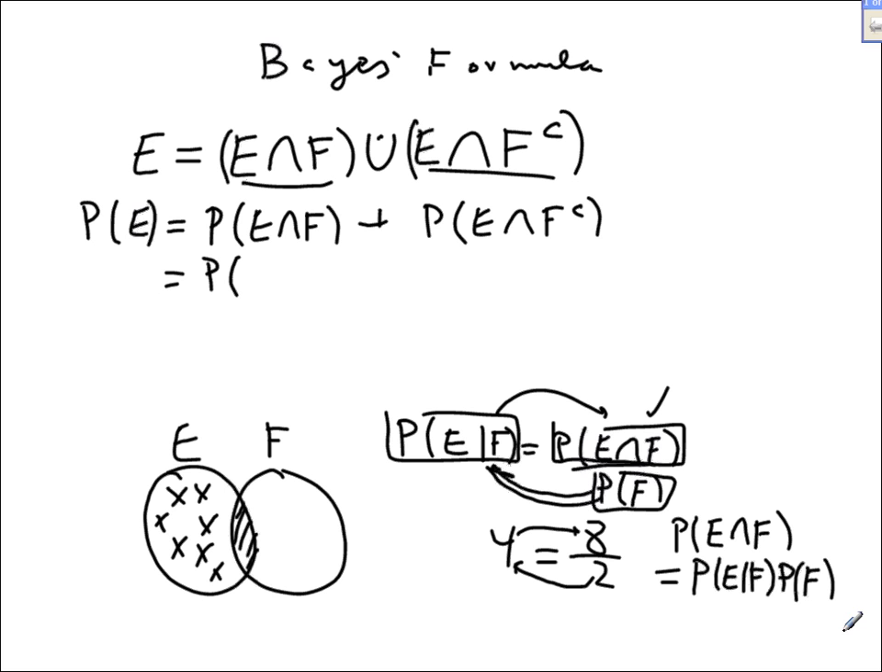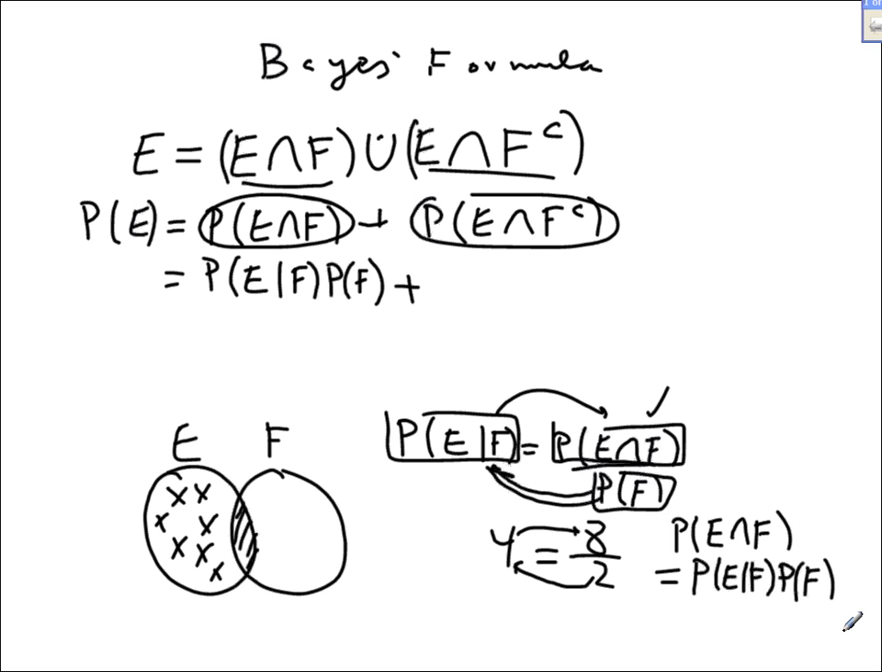This is equal to P of E given F times the probability of F plus this. Now, the only real difference between that and P of E intersect F is now F complement. So I'm just really going to copy this down, and instead of F, I put F complement times the probability of F complement. If I call this set down here F complement, everything would work out. Okay. So that is what P of E equals.